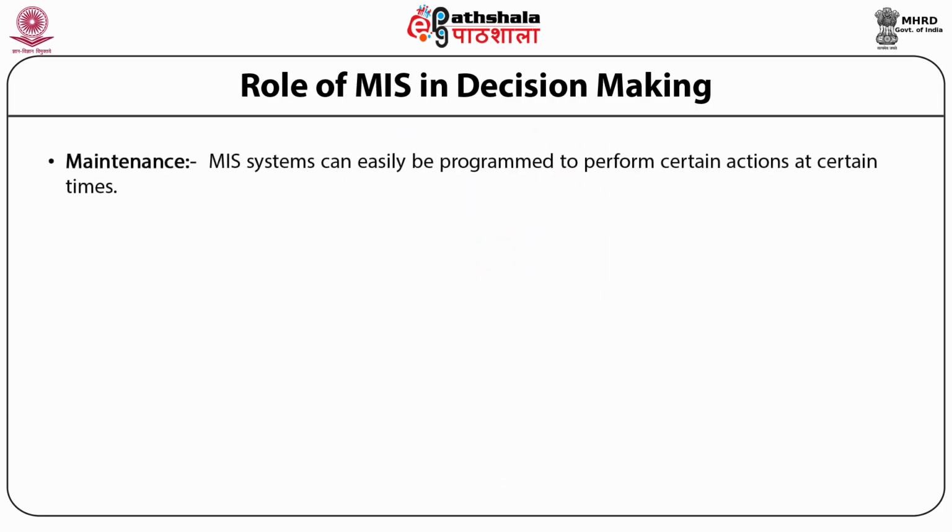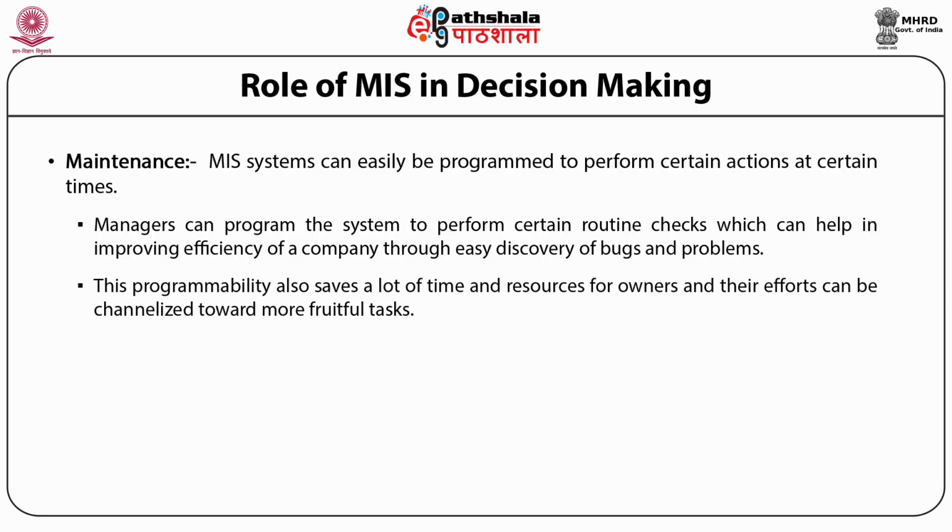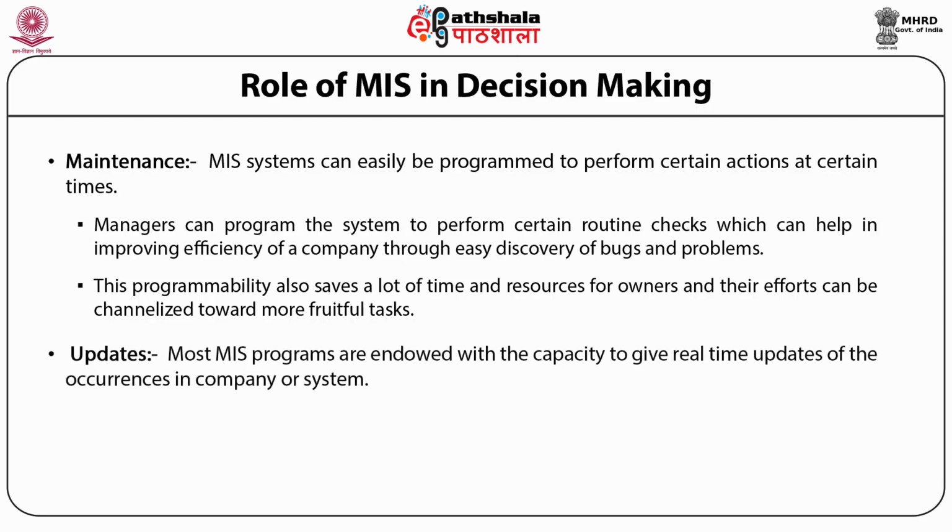Then is maintenance. Management information systems can easily be programmed to perform certain actions at certain times. Managers can program the system to perform certain routine checks, which can help in improving the efficiency of a company through easy discovery of bugs and problems. This programmability also saves a lot of time and resources for owners, and their efforts can be channelized towards more fruitful tasks. And lastly, the updates.